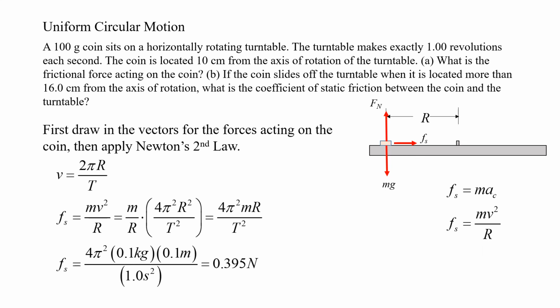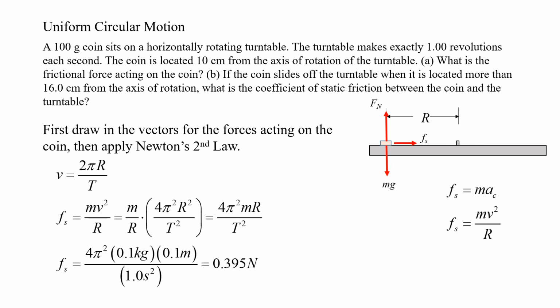Now to get the velocity, we're given that it makes one revolution every second. So the velocity is the distance around the circle, 2 pi r, divided by the time to go once around. To get the static friction, we need the velocity. So we have mv squared over r equals m over r times v squared. Well, v squared is then 4 pi squared r squared over T squared, where capital T is the period. So then we have 4 pi squared mr over T squared.